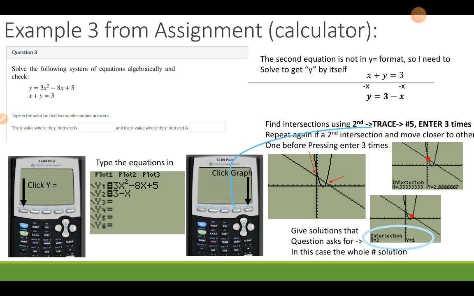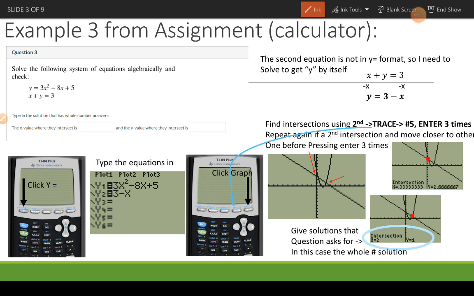So again, I have this right here. We have the following system of equations. In our calculator, we're going to click on y equals and put the two equations in there. But notice how this equation and this equation are different. That's because you have to get y by itself before you can do anything like that in your graphing calculator, not necessarily in Desmos.